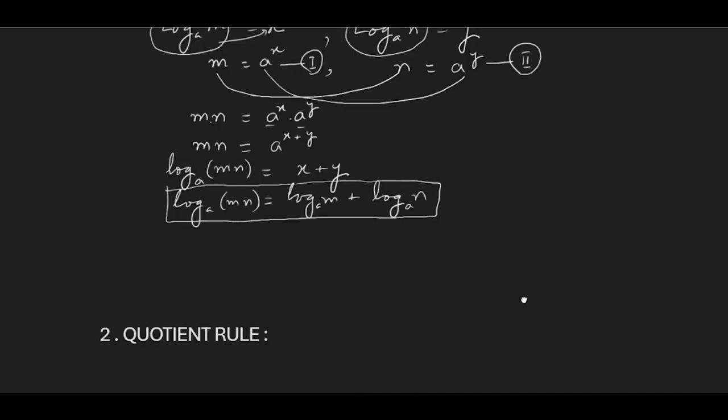Now let's go towards the next law, which is called the quotient law or quotient rule. Let me write it over here. Log base a of m upon n. This is the quotient law, the quotient of m and n. How can you write it after applying the log? This is log base a of m minus log base a of n. We need to prove these two sides are equal to each other.